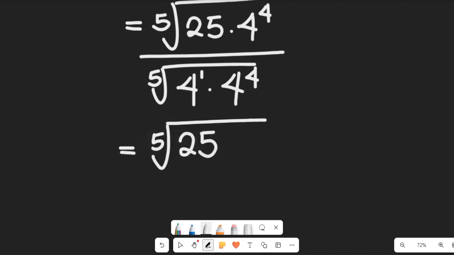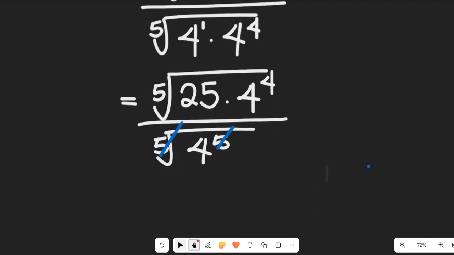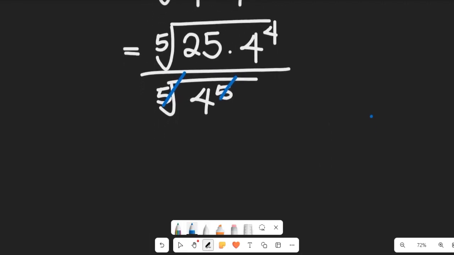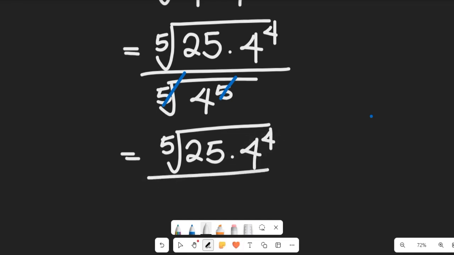25 multiplying 4 to the power of 4 divided by the fifth root of 4 to the power of 5. Great. With that, the fifth root can cancel out the power of 5, and so that expression can now be equal to the fifth root of 25 multiplying 4 to the power of 4 all divided by 1.